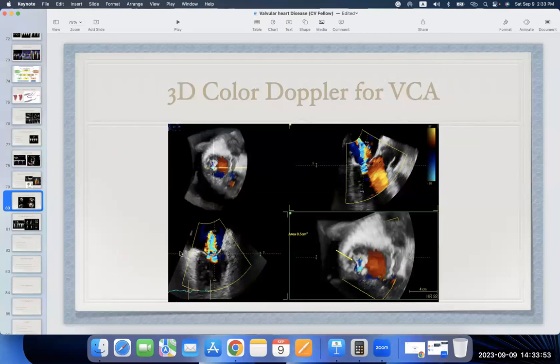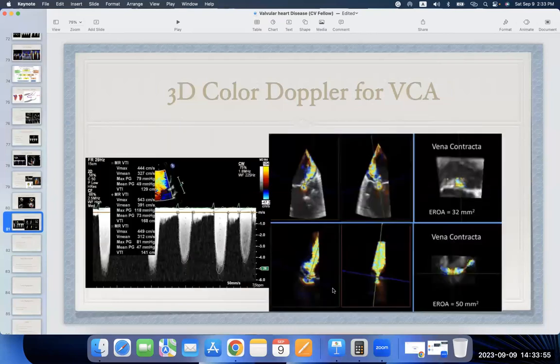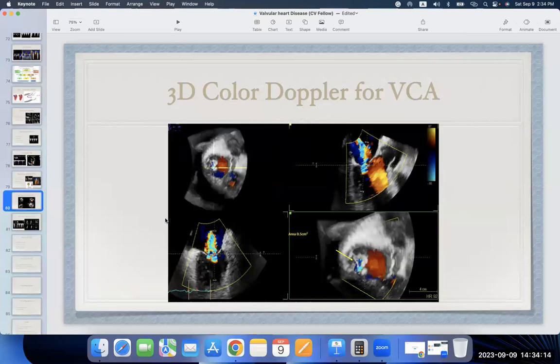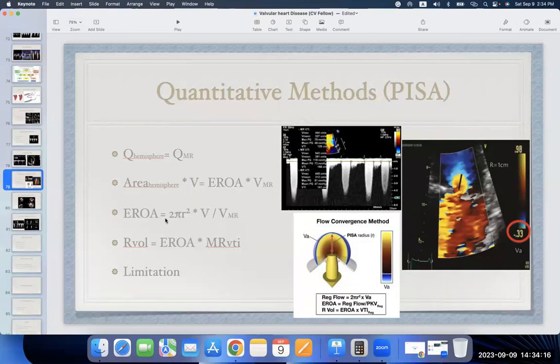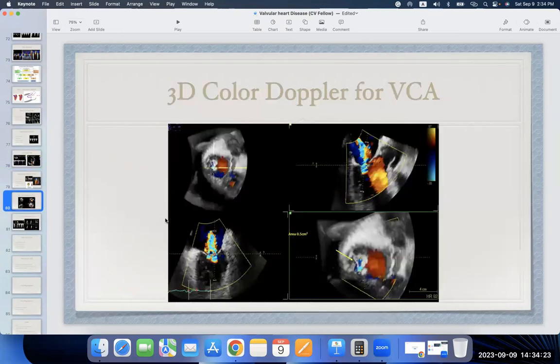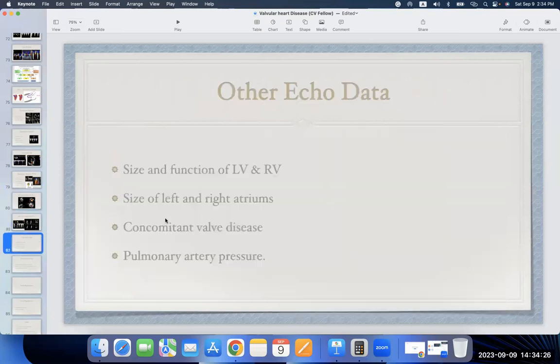From the 3D you can also calculate what's called the vena contracta area, which is equivalent to the effective regurgitation orifice area, and then multiply it again by the MR VTI, and then you can get the same regurgitant volume. From the PISA and vena contracta, you cannot get the regurgitant fraction. You can only get the regurgitant volume from the PISA and the 3D vena contracta.